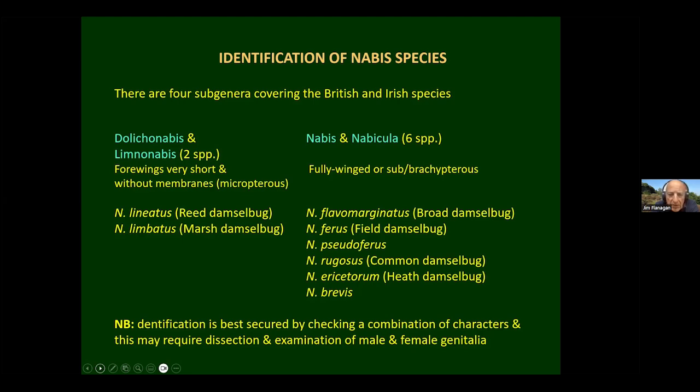So yes, identification of many of these is best done by checking a combination of characters, making sure that it does fit the range really. And that may sometimes require dissection and examination of male and female genitalia, so in some cases.